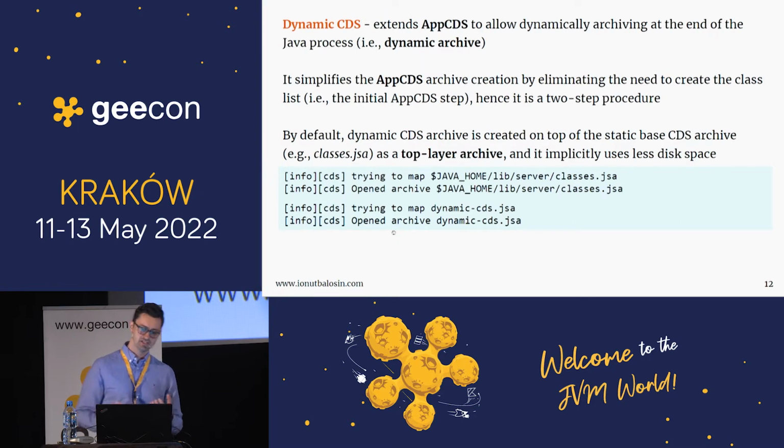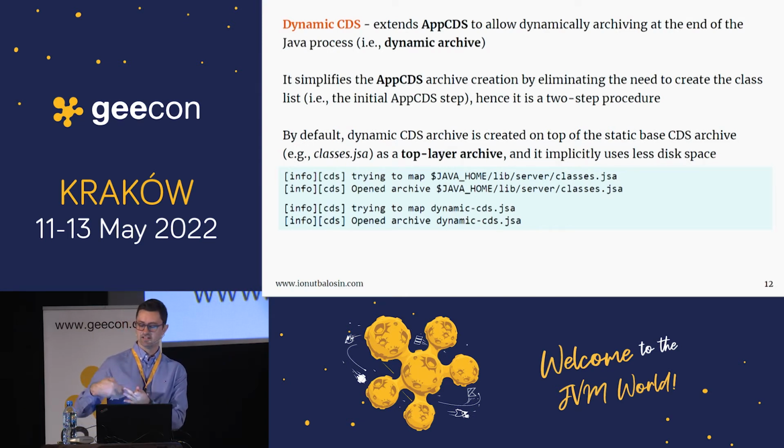That's why dynamic CDS simplified this process a bit, in the sense that you create the dynamic archive in only two steps. First step, you start the JVM with a command line. I will demo these things quite soon. So first you start the JVM and create the archive, and in the second run, you just use the archive, and that's it.